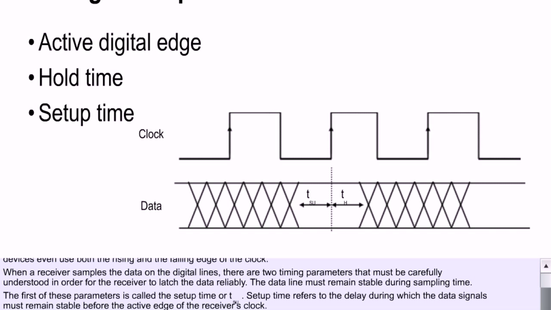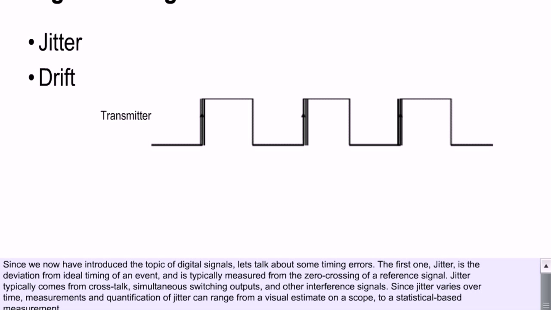Hold time is the amount of time that the data signal must be stable after the assertion edge of the clock. If the setup time and hold time of a receiver are not met, the data will not be sampled reliably. Since we have now introduced the topic of digital signals, let's talk about some timing errors.